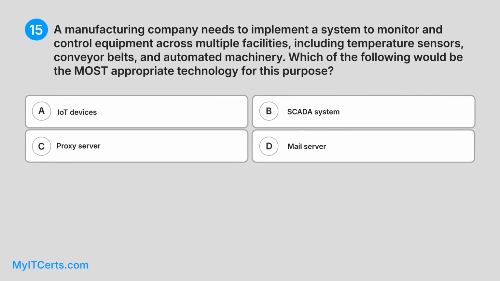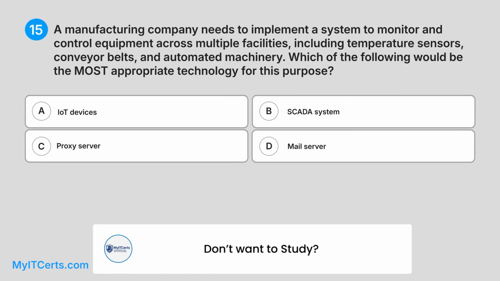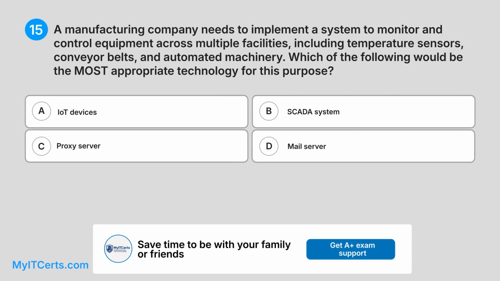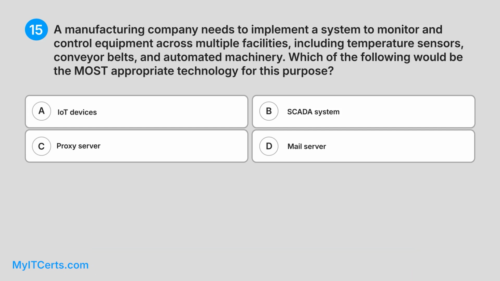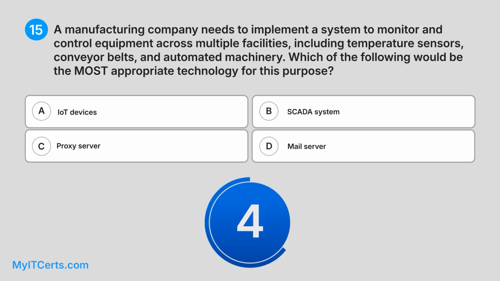(15) A manufacturing company needs to implement a system to monitor and control equipment across multiple facilities, including temperature sensors, conveyor belts, and automated machinery. Which of the following would be the most appropriate technology for this purpose? A, IoT devices. B, SCADA system. C, proxy server. D, mail server. What do you think is the answer?